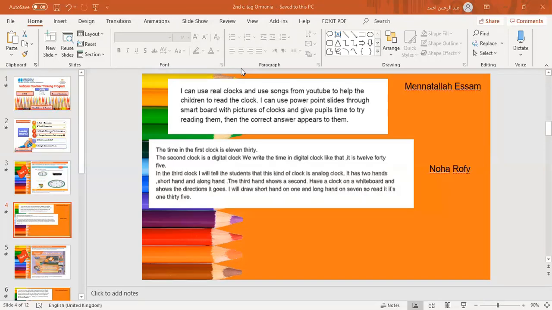Thanks for your participation, Miss Minna and Miss Noah. There were a lot of other creative methods of teaching this lesson, but we only take a sample through Miss Minna and Miss Noah. Now let's move to the next activity.